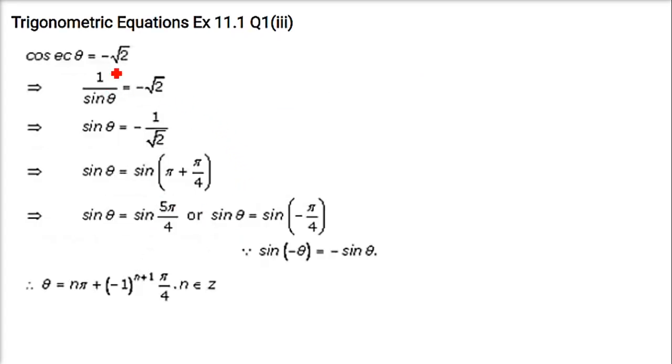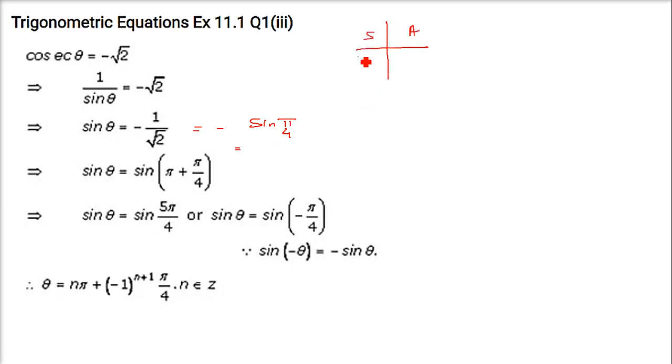Cosec theta is equal to minus root 2. Cosec theta can be written as 1 by sin theta. So now sin theta will be the reciprocal of this one, minus 1 by root 2. So 1 by root 2 can be written as sin pi by 4. We know sin 45 degrees is 1 by root 2.